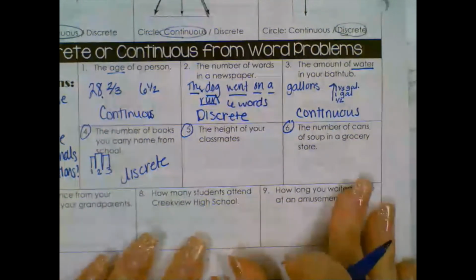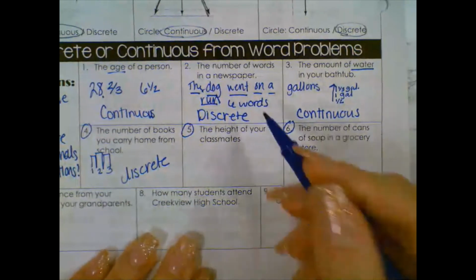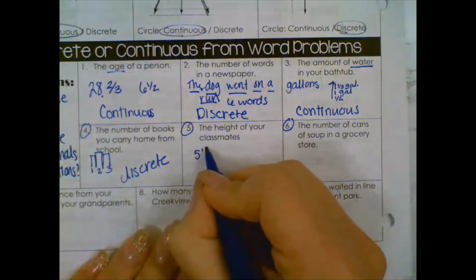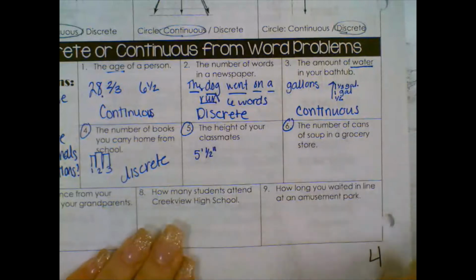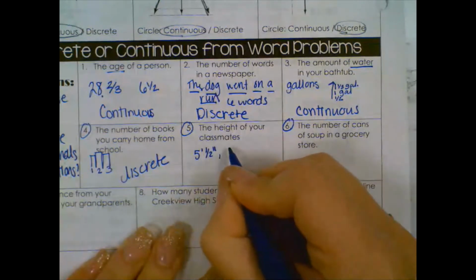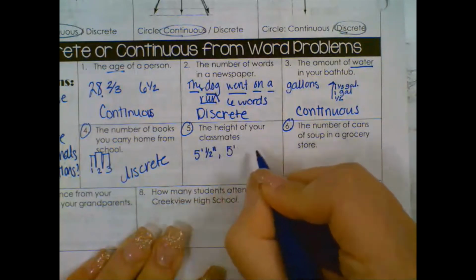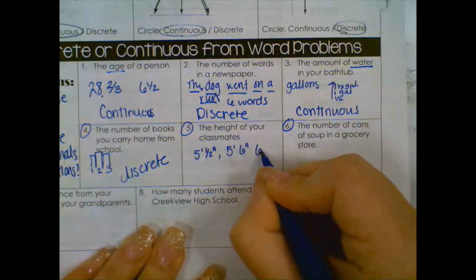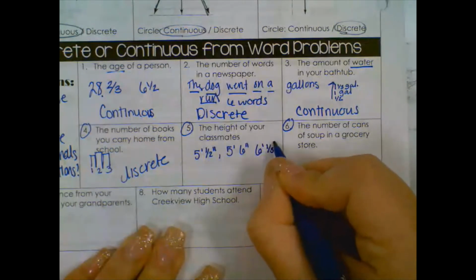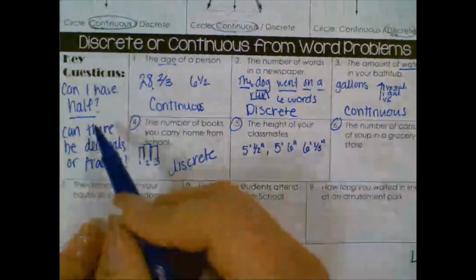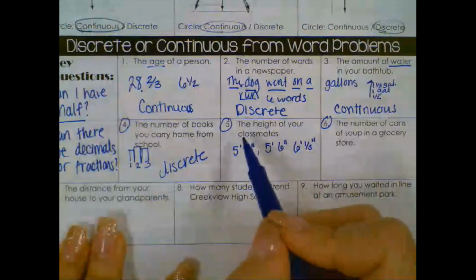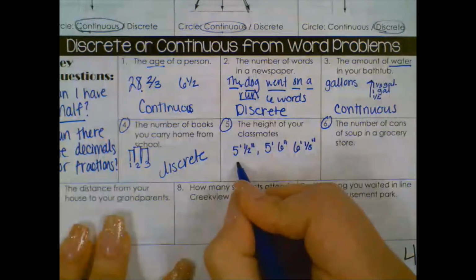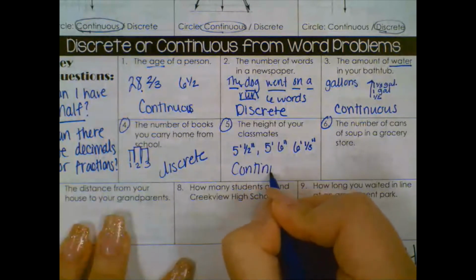Okay. The height of your classmates. Height ranges all over the place. For example, I am 5 foot and half an inch. You might have a classmate that is 5 foot and 6 inches exactly. You might have a classmate who is 6 foot and 1/3 of an inch. So thinking of the question, can I have half of an inch or half of a foot? The answer is yes, which makes it continuous.